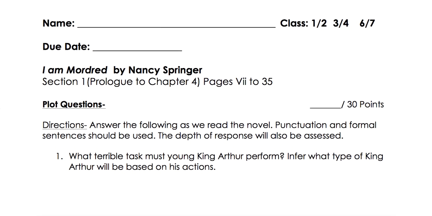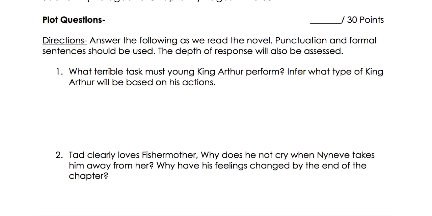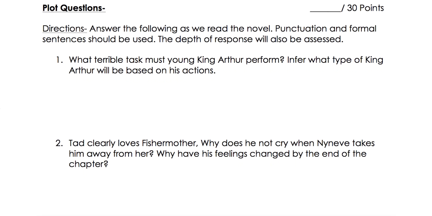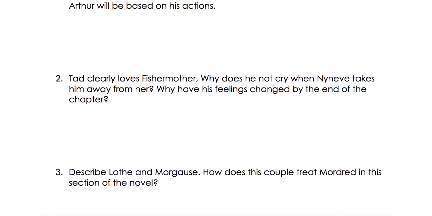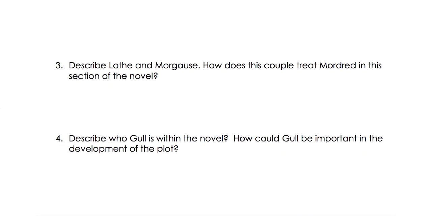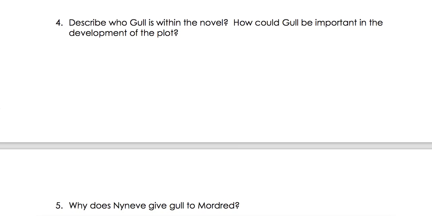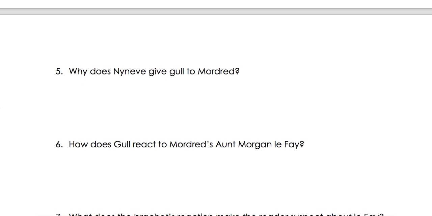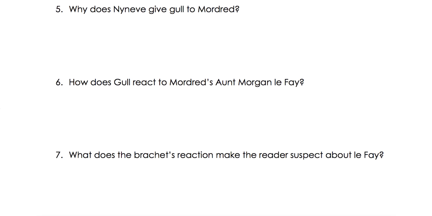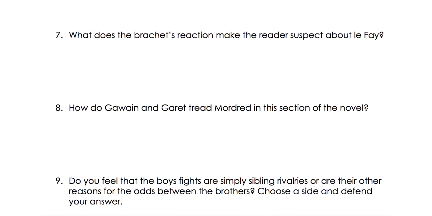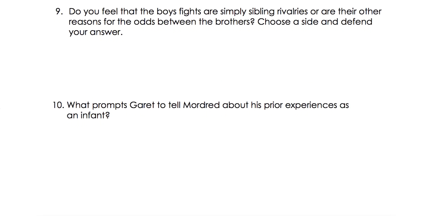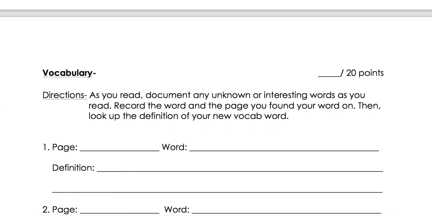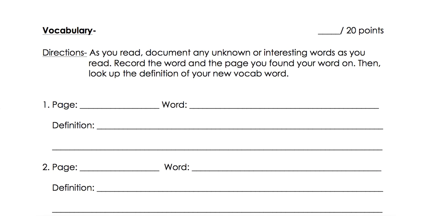Now, you will have 10 plot questions in each section for a total of 30 points altogether. And these plot questions focus on what is happening within the novel throughout the segmented pieces. So right now we're focusing on the prologue through chapter 4, and all of your questions will be found within those chapter sections.